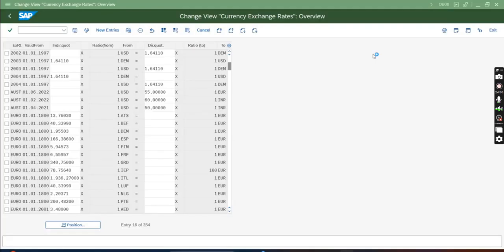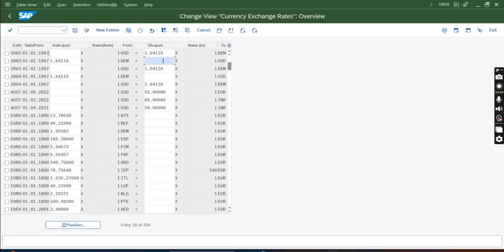Whenever the invoice is posted, whatever the posting date, it will check what is the valid from date. Based on the valid from date, it determines the latest exchange rate. That exchange rate is picked up, and accordingly the conversion happens.